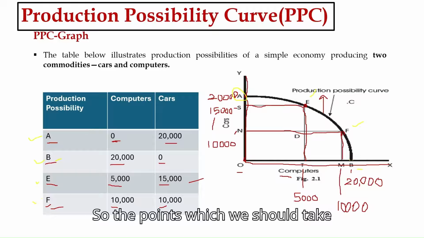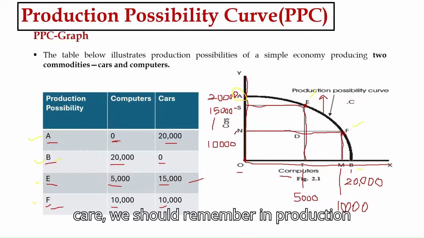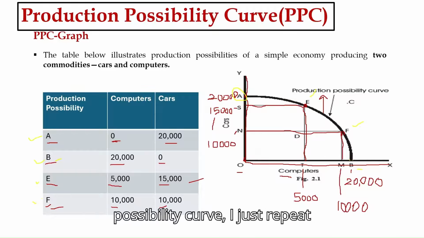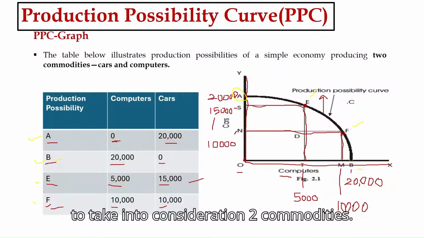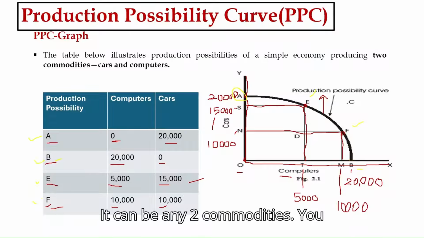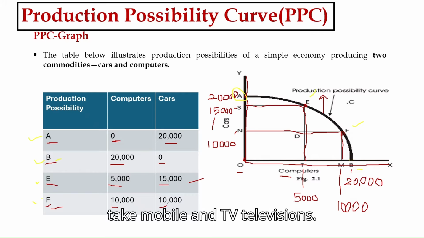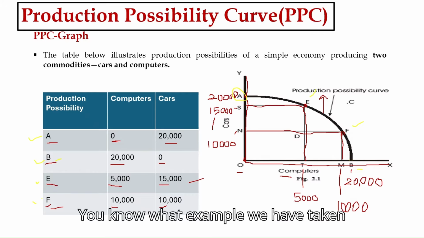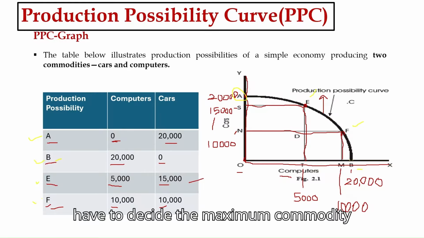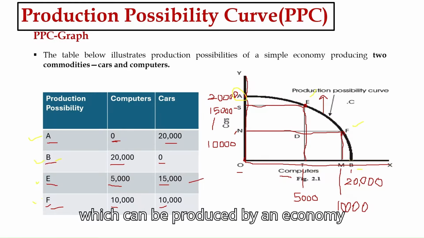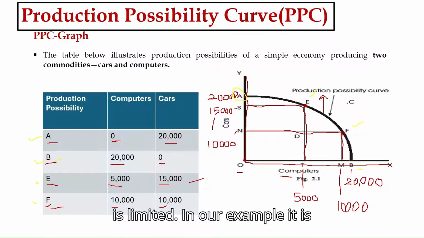The points we should remember in the production possibility curve, let me summarize: when the production possibility curve is explained, we have to take into consideration two commodities. It can be any two commodities. You can take table and chair, or mobile and television. In our example, we have taken cars and computers. Then we can take any different combination, but we have to decide the maximum commodity which can be produced by an economy is limited. In our example, it is 20,000.